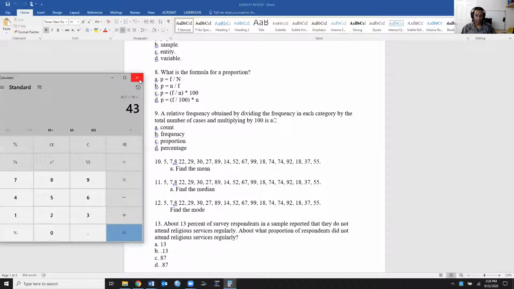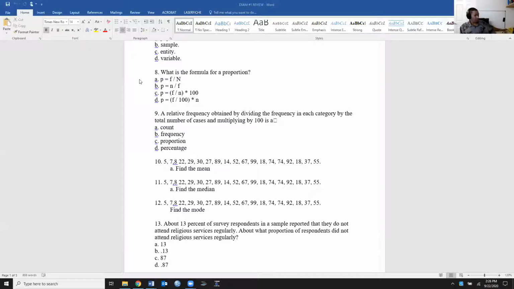Now we need to go about finding the median. Actually, let's find the mode first, because that's going to be pretty easy. So for number 12, what's the mode? 74, I think. And 18. Yes, I think there's actually two modes, because I see a 74 here and a 74 here. So there's two of those. So that's the mode for that.